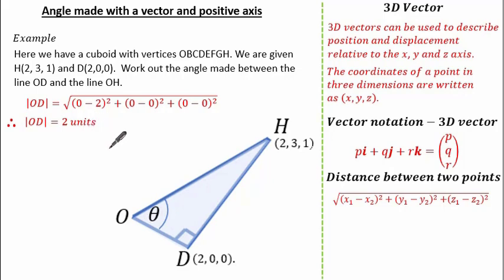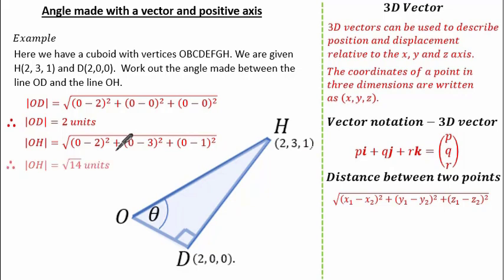Now I'm going to calculate OH using the same principle. So I know we have the origin with the coordinates 0, 0, 0, and I have H with the coordinates 2, 3, and 1. Substituting into our formula, I'm able to work out the distance OH. So it's the square root of 0 minus the 2 all squared, add 0 minus the 3 all squared, add 0 minus the 1 all squared. This gives us an answer of OH to be the square root of 14.